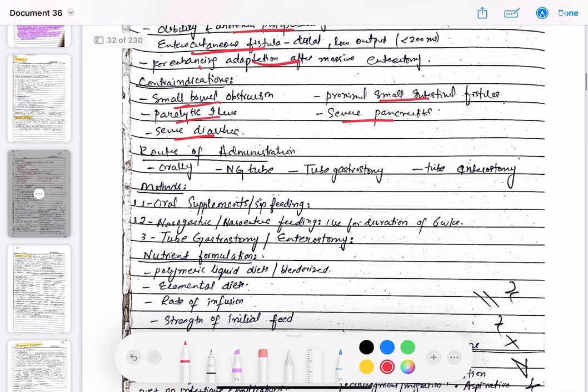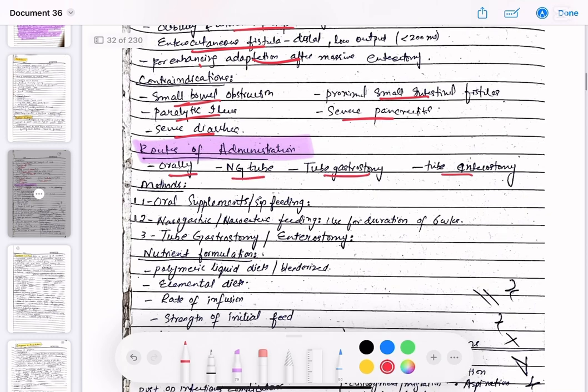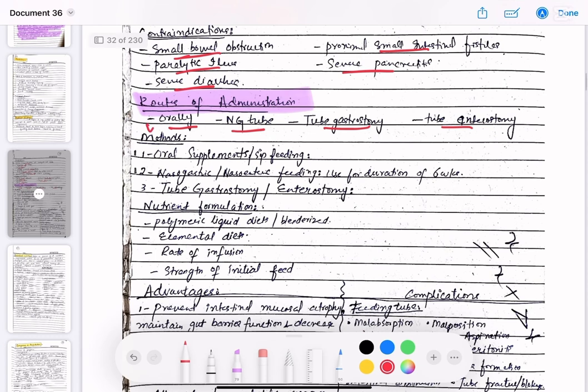The routes of administration are oral, tube gastrostomy, and tube enterostomy. It can be given orally. Tubes can be used, such as a nasogastric tube through the nose. Tube gastrostomy, that is a tube in the stomach, can be used, and enterostomy, that is a tube in the intestine, can be used. Now the method: oral supplements or sip feedings are given.